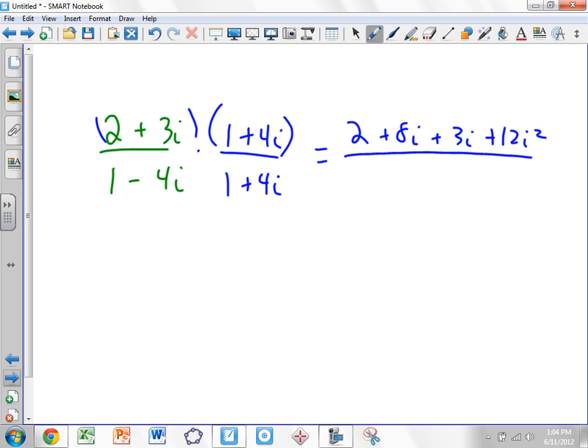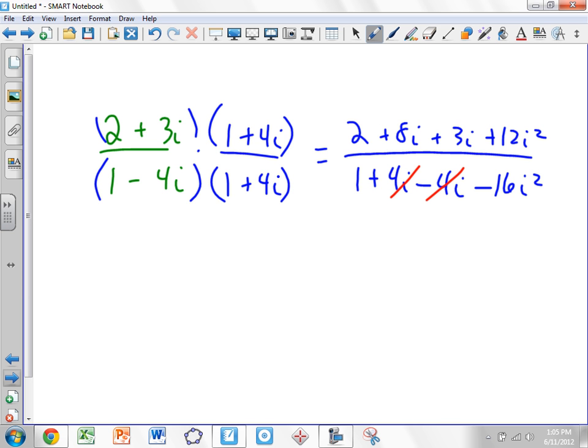On the bottom, though, the cool part is that when you do the FOIL, what happens? Anybody remember? Yeah, the middle terms cancel out. So the first term, you're going to get a 1. In the outer, you're going to get plus 4i. Inner, you're going to get minus 4i. And then last, you're going to get minus 16i squared. But look at the middle terms. They drop off. That's why this technique is useful.